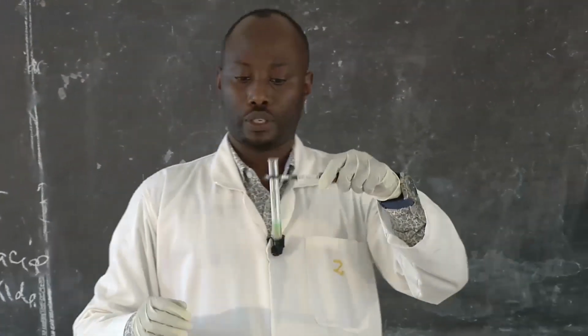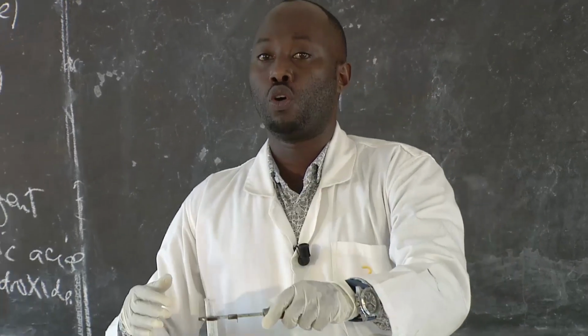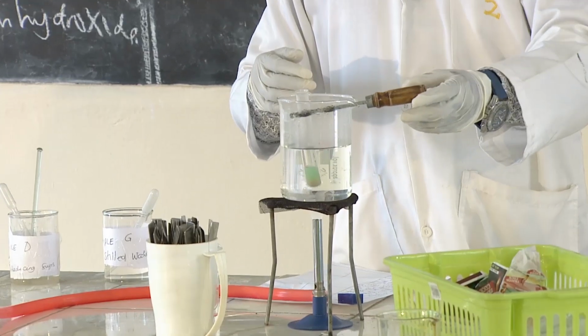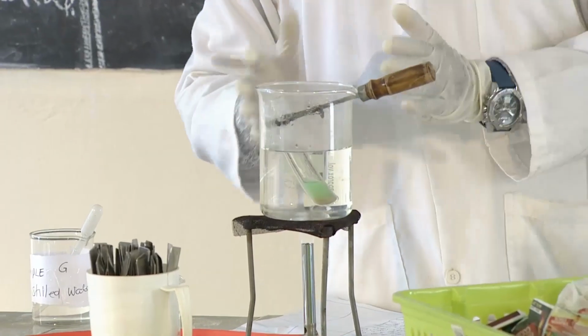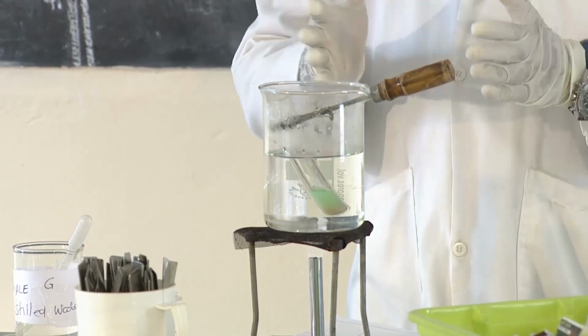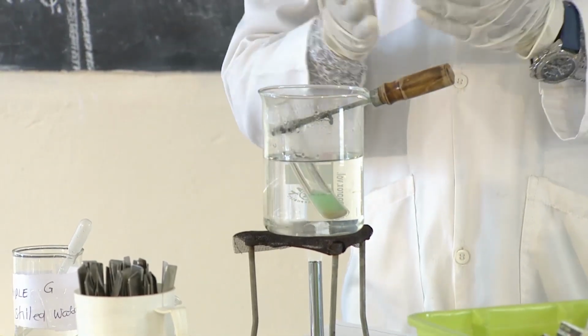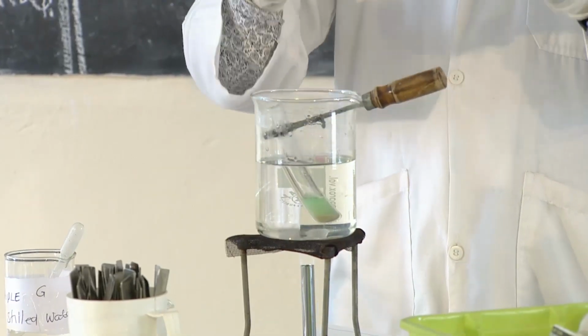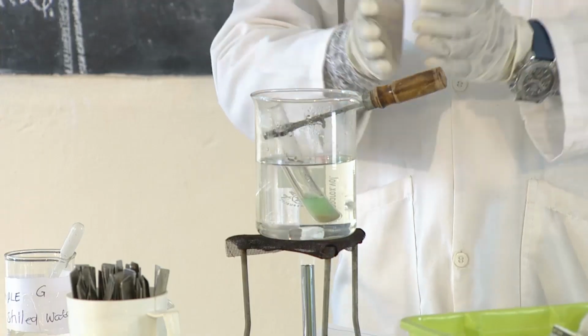You shake it slowly, and you put it into a water bath that contains boiling water. We are going to start observing and see what color changes occur, and that will be the indicator that shows a positive test, that our sample contains reducing sugars.